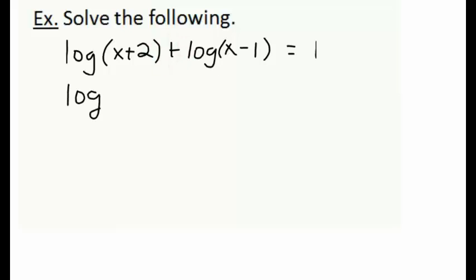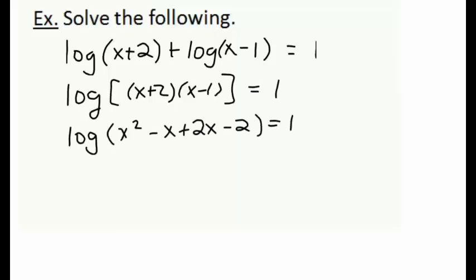So we can rewrite this as log base 10 of x plus 2 times x minus 1. Expanding through the brackets on the inside of our logarithm, we get x squared minus x plus 2x minus 2. And simplifying this one step, we're going to get log base 10 of x squared plus x minus 2.